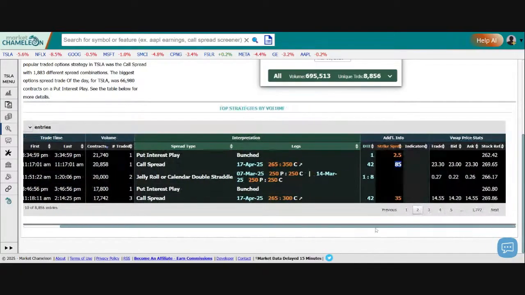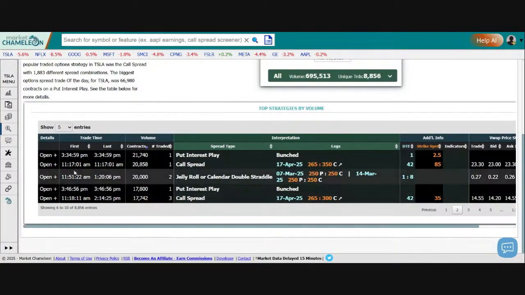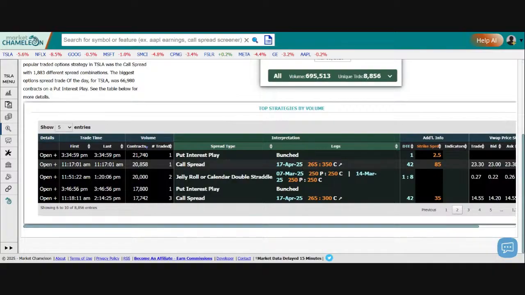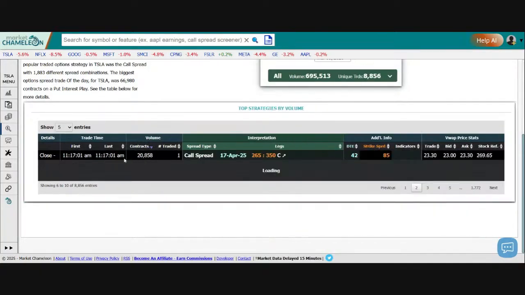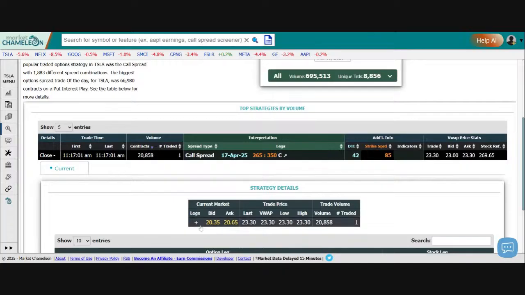Okay. And if we slide over here, we could see that it traded at $23.30 with the market at the time $23 bid and $23.30 ask, and the stock at the time was $269.65. So we could open that up, because this is already the next day, and see what happened with the open interest on this particular spread. All right, and these two legs. So I'm going to click open, and now we get the details of it.